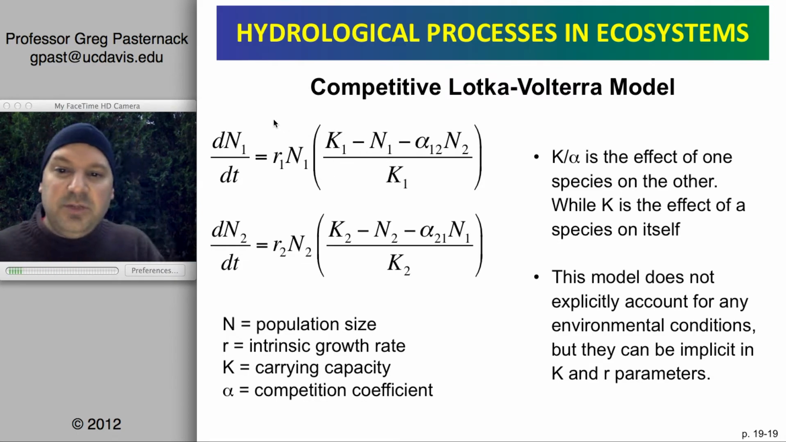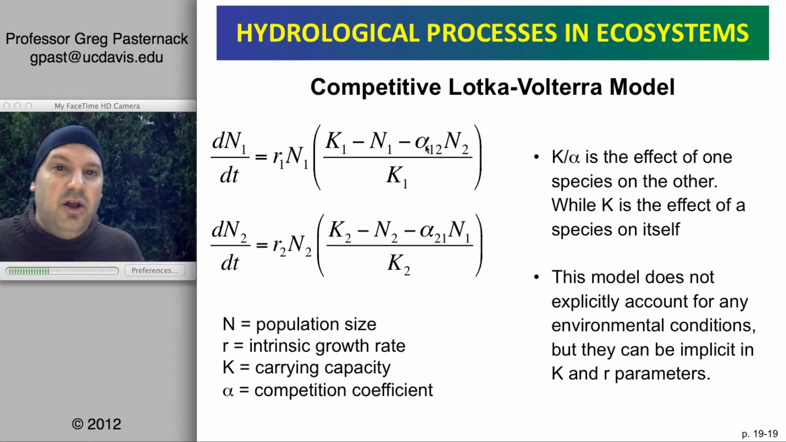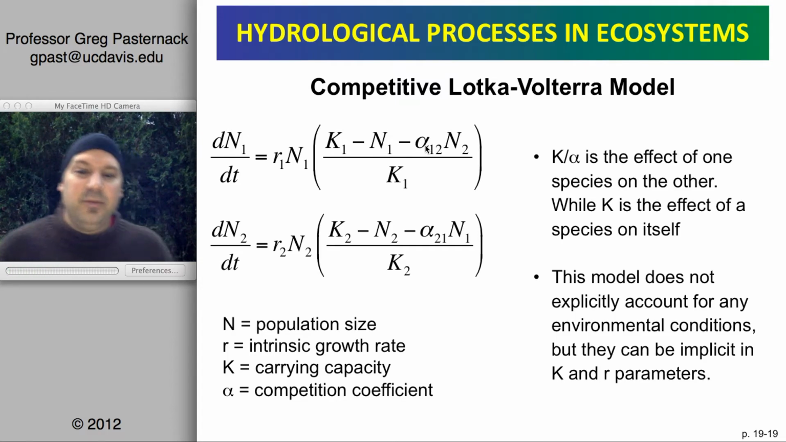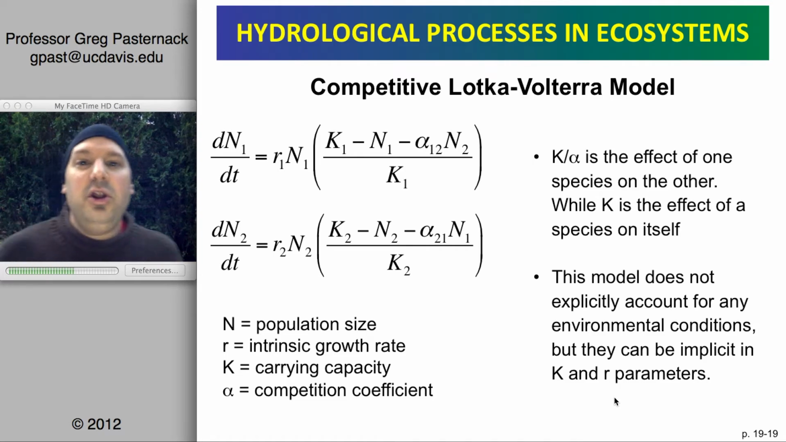So the first part of this is the carrying capacity effect, and the last part of it is the effect of population size 2 on population 1. And then alpha 1,2 is the interspecific competition factor. And we have the same thing for the other equation. So this is a model that looks at the effect of competition within a species and competition between species. Again, it doesn't account explicitly for environmental variables, but K and R would, in effect, have to be determined based on resource and environmental factors.